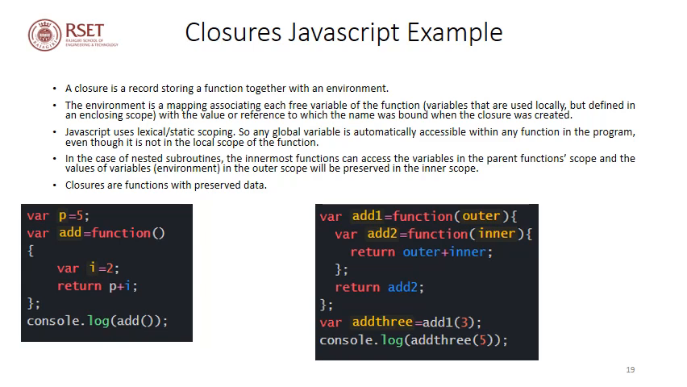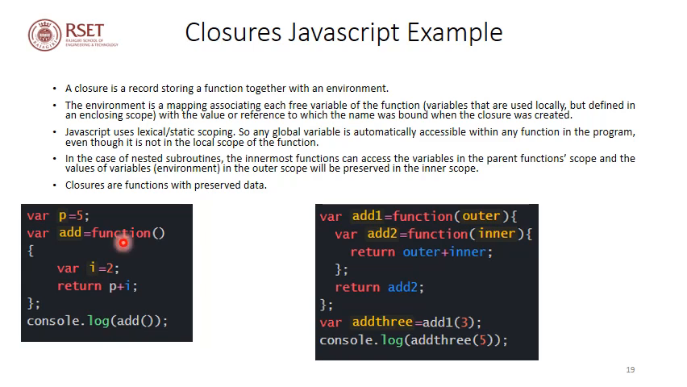That is called the environment. The environment is a mapping associating each free variable of the function with the value or reference to which the name was bound when the closure was created. JavaScript uses lexical or static scoping, so any global variable is automatically accessible within any function in the program, even though it is not in the local scope of the function. Nested subroutines are also supported in JavaScript: the innermost functions can access the variables in the parent function scope, and the values of the variables or the environment in the outer scope will be preserved in the inner scope. So basically, closures are just functions with preserved data.